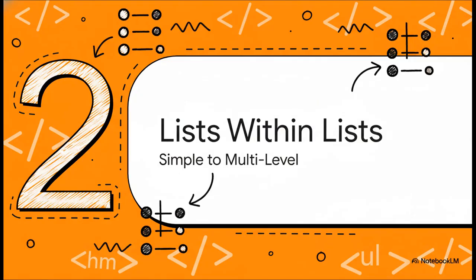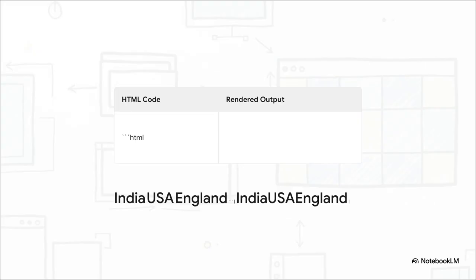Okay, let's move from theory to practice. It's time to see how this works with lists, taking us from a simple list to something with multiple levels. So, take a look at this. On the left, you've got your super basic, standard, unordered list. Just a UL tag with some LI tags inside for a few countries. Simple, right? But what if we want to get more detailed?